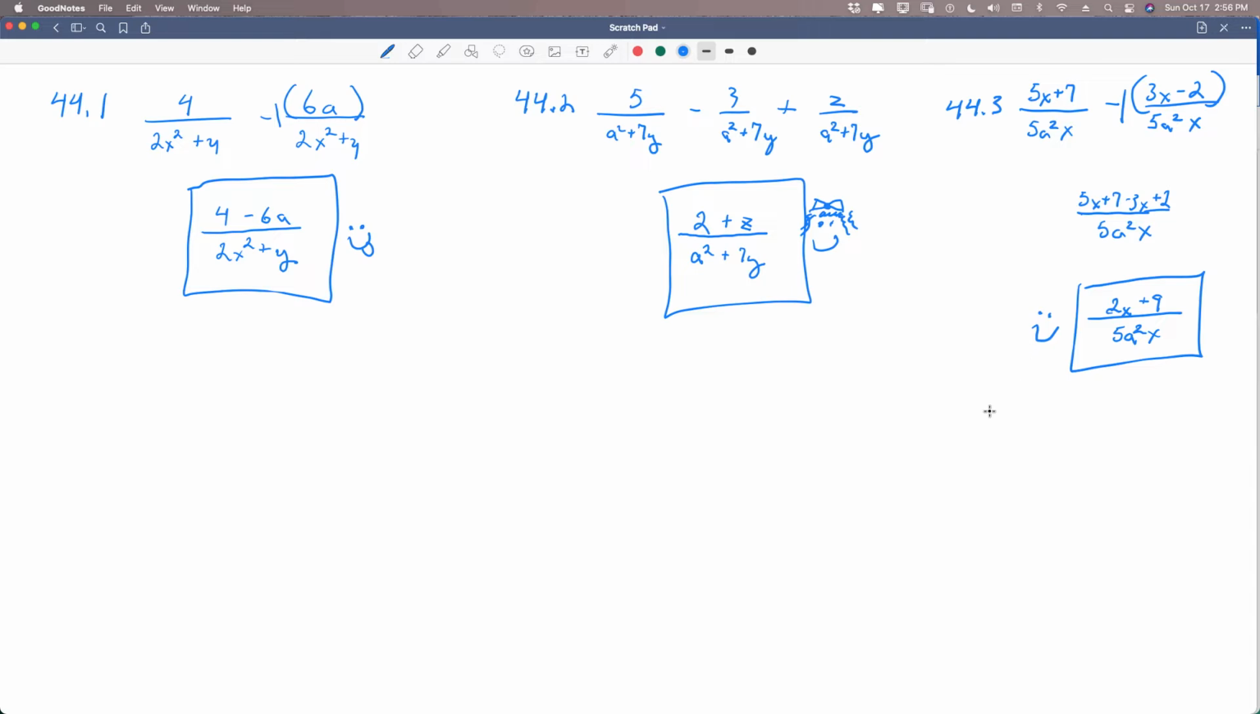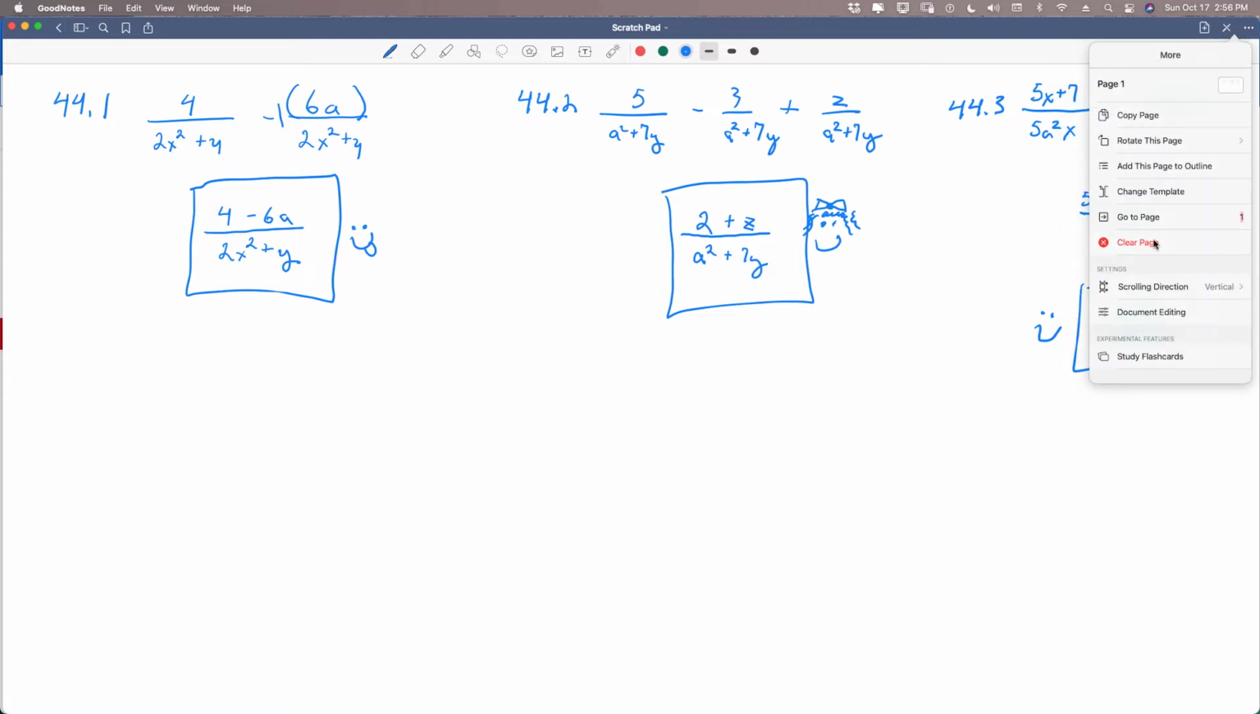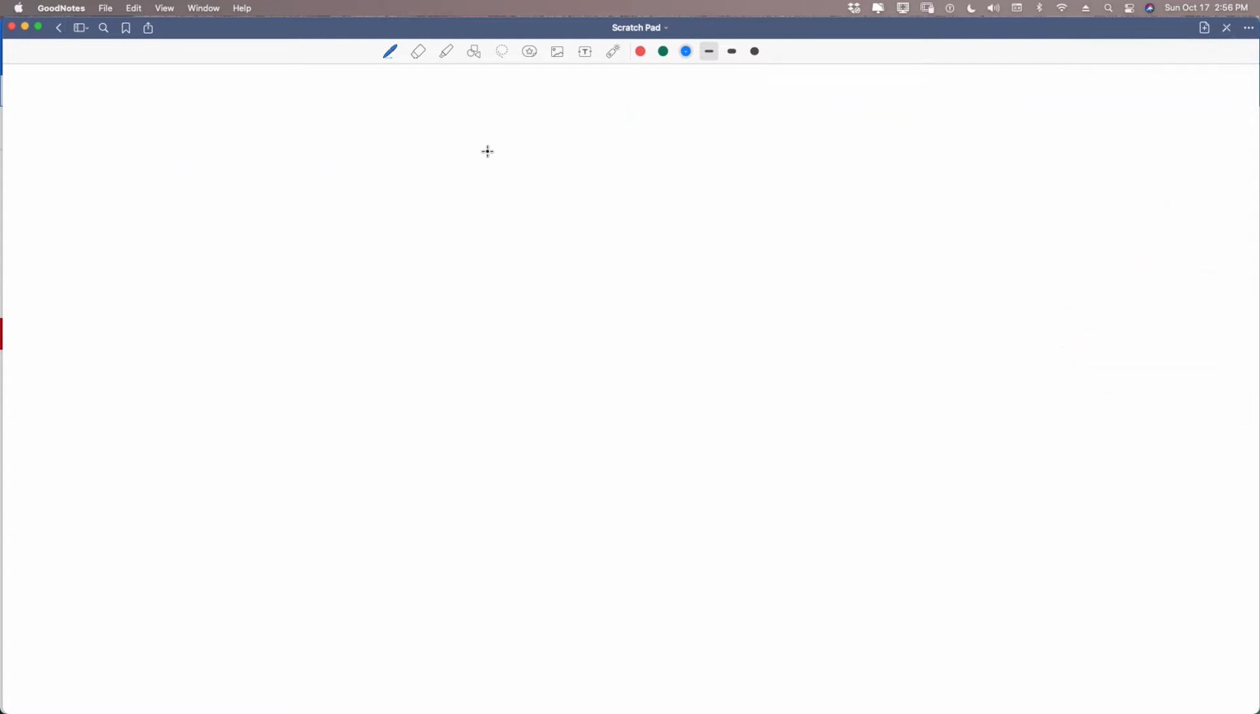Yay. All right. Now what happens when we have these types of denominators and they're all different? Let's look at some of those. Let's clear this page. Go back and rewind it if you didn't get all your notes taken down. I have to move on.